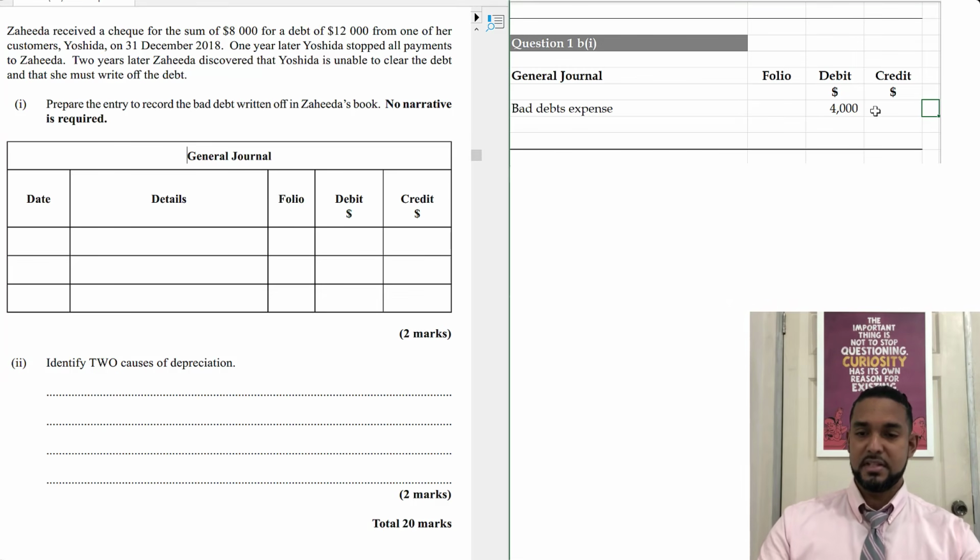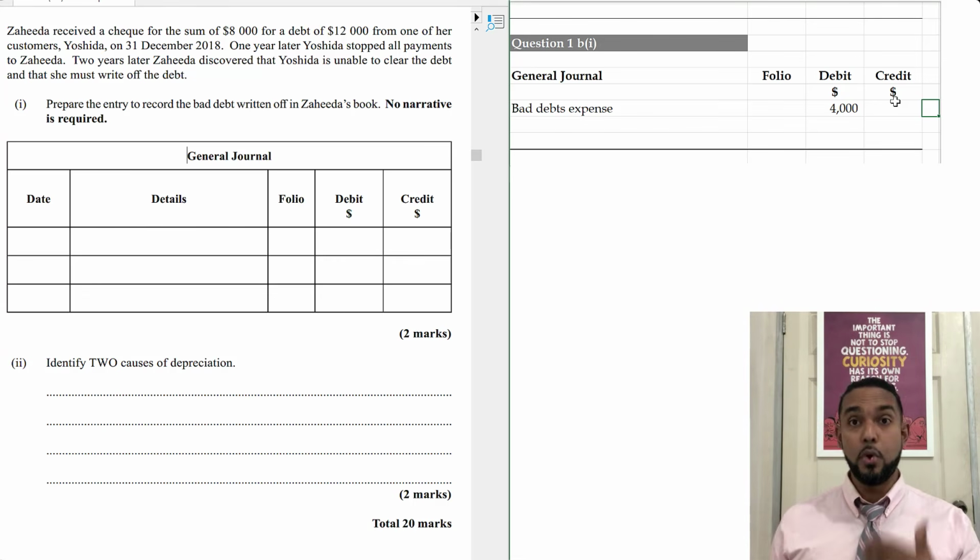We are debiting bad debts expense because the expense has now come into existence. So therefore, we have to record the expense coming into existence. So you're going to debit bad debts expense. And where does the credit go? Well, the other account affected by this item was Yoshida's account. Yoshida was a debtor.